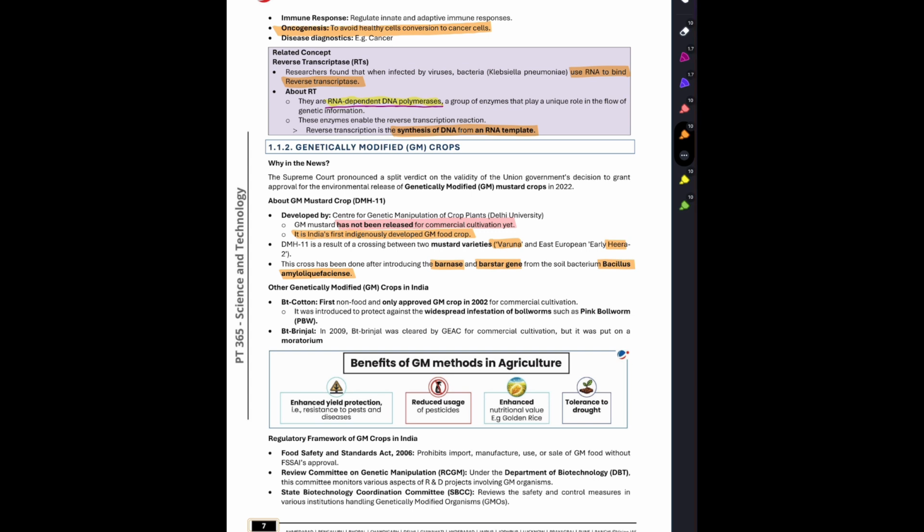Other genetically modified crops in India. Bt cotton. This was the first one. Non-food, the only approved GM crop in 2022 for commercial cultivation. It was introduced to protect against the widespread infestation of bollworms such as pink bollworm (PBW). Then is the Bt brinjal. In 2009, Bt brinjal was cleared by GEAC for commercial cultivation, but it was put on a moratorium.